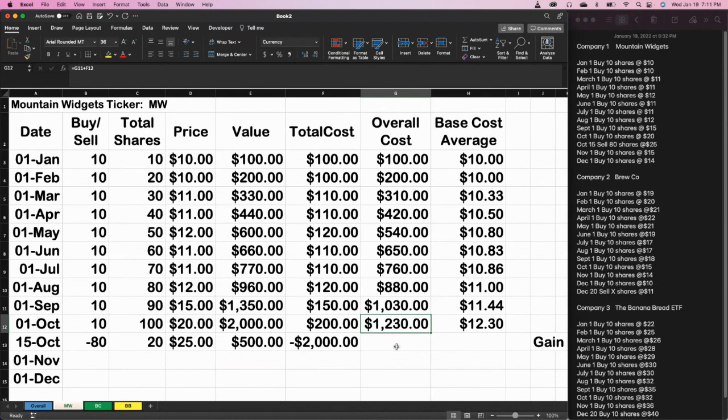Now our overall cost. We can't actually pull this down because if we do, we're going to get some funky number, and I'll show you. See, we get a funky 770. That's just not right. So when we do a buy or a sell, we have to readjust this.